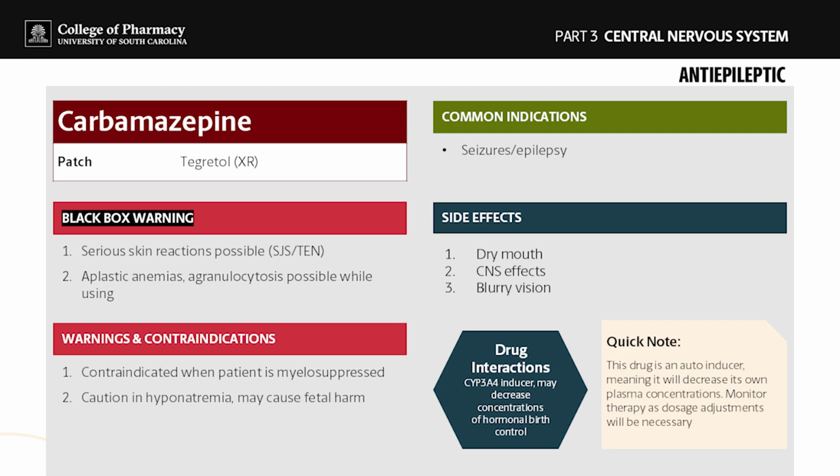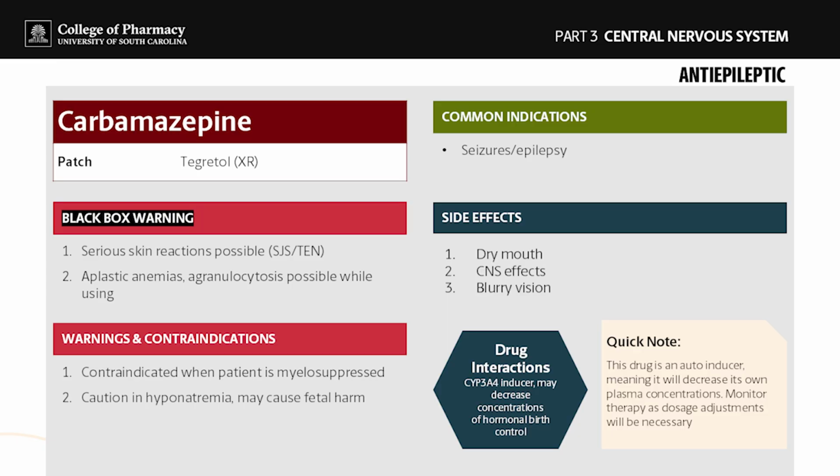Another anti-epileptic drug is carbamazepine. The brand name is Tegretol, Tegretol XR. Common indications, seizures and epilepsy. And here again, we have the same side effects, dry mouth, CNS effects, and blurry vision. Now, this one has a black box warning, which says serious skin reactions possible. Stevens-Johnson syndrome is a possibility. Aplastic anemia and agranulocytosis are possible while using this. And it's also contraindicated when a patient's myelosuppressed. So that's important to know.